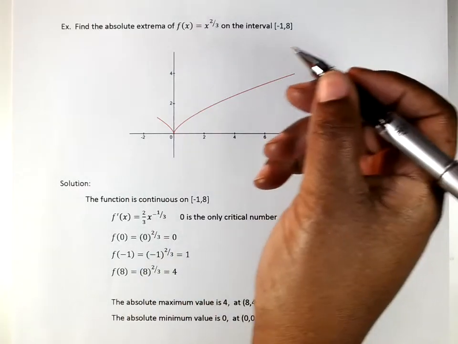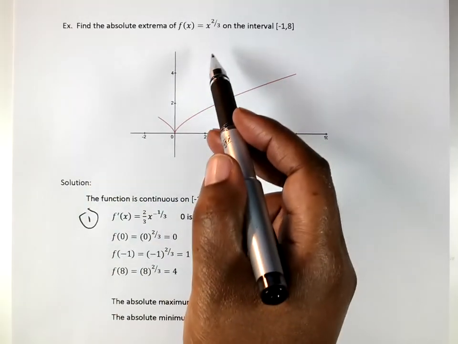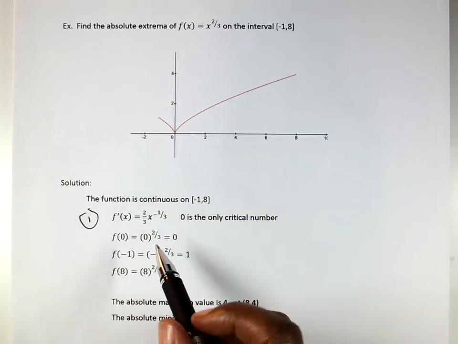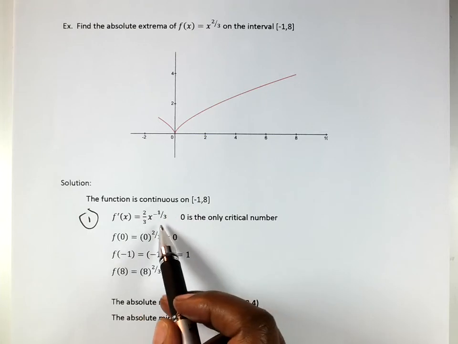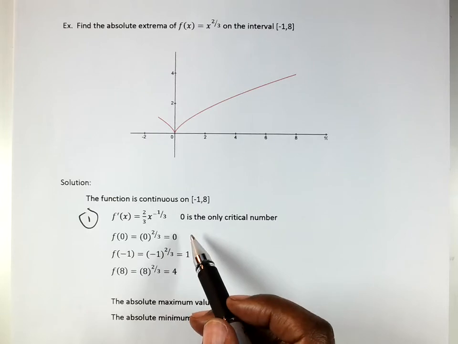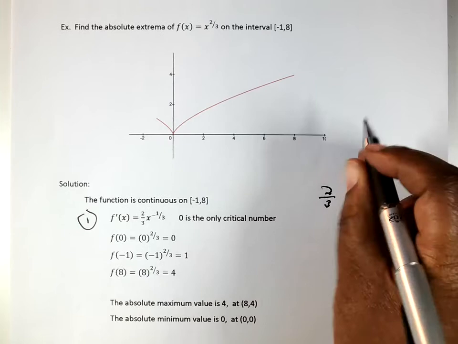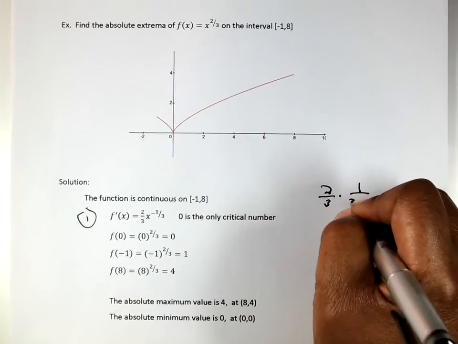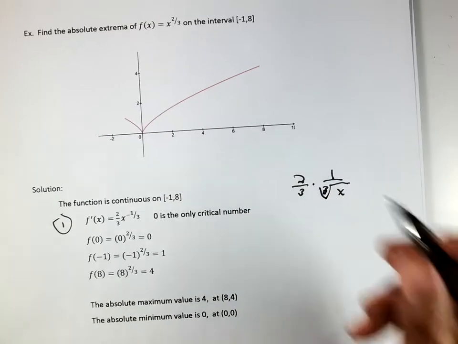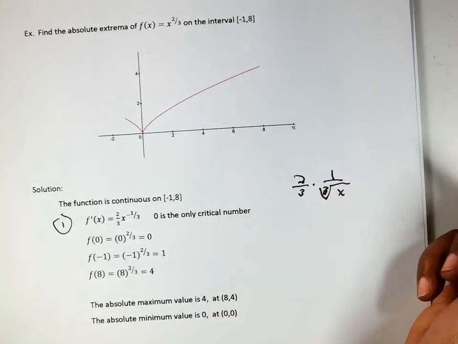So again, first thing, step 1, is we have to take the derivative. So x to the 2/3, that 2/3 gets multiplied out front, and then subtract 1 from the exponent. We get f prime of x is 2/3 x to the -1/3. So the only critical number, which is what makes it undefined, is 0. Because if I were to rewrite it, it's 2/3 times 1 over the cube root of x. So the only thing that makes it undefined is 0.